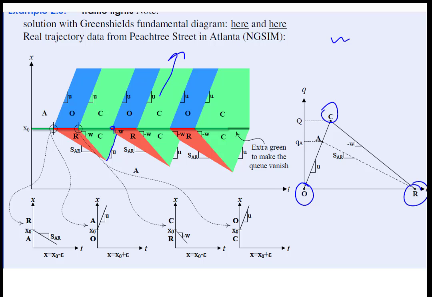So that's the situation with the second cycle here. All right, and then after C and R split at this point, the solution is the same for all the cycles, right? So we're going to have this shock between, again, the demand A and the red, etc., etc., etc. Okay?